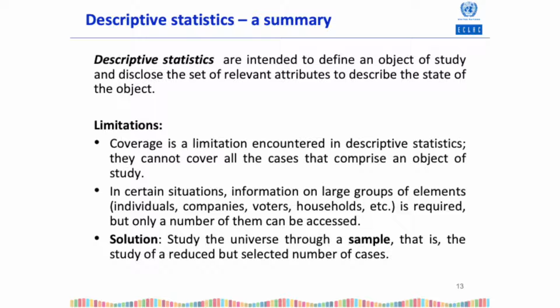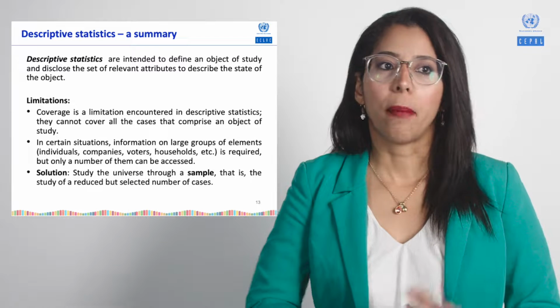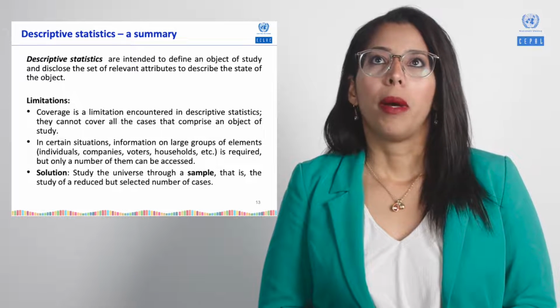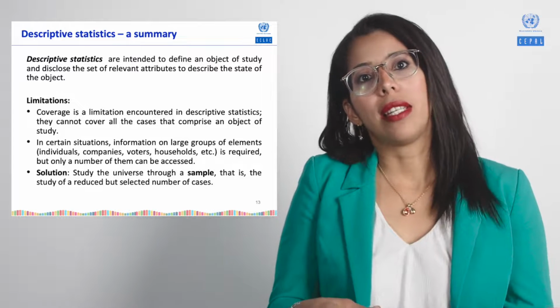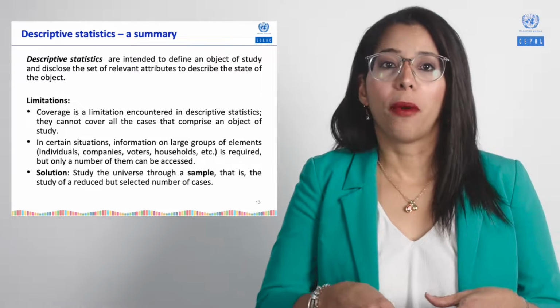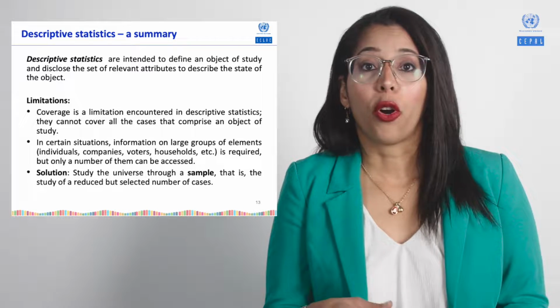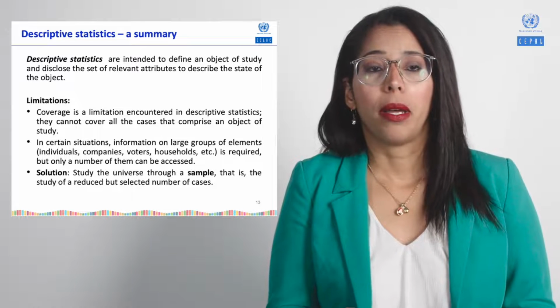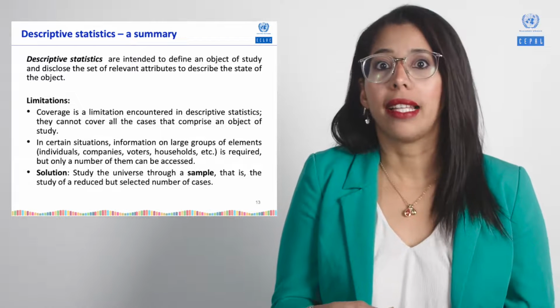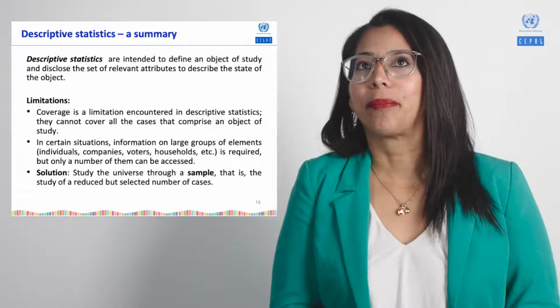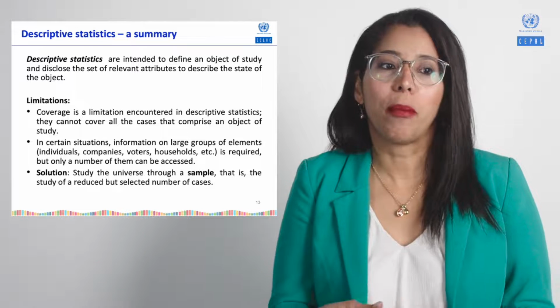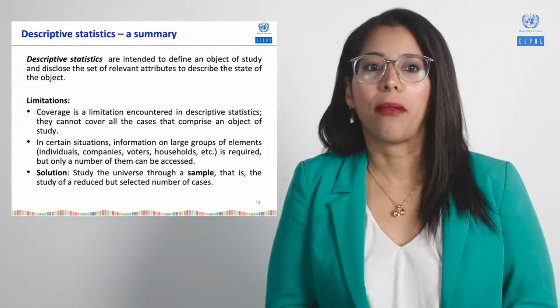In certain situations, information on large groups of elements like individuals, companies, households is required, but only a number of them can be accessed. For example, if you have some universe of population that you would like to visit with the census, and some of the households you are not able to get in or to incorporate the information because it has some mistakes, or the person inside the house is not going to understand you, or maybe is not able to answer the question, you are not going to have the information.